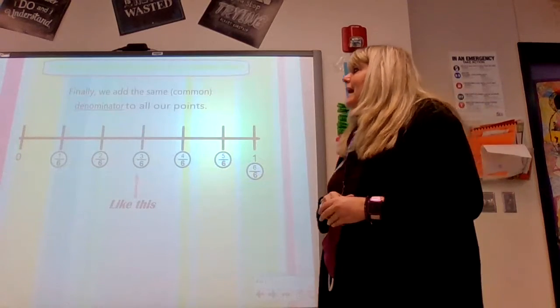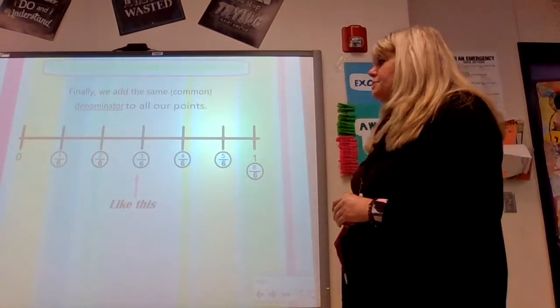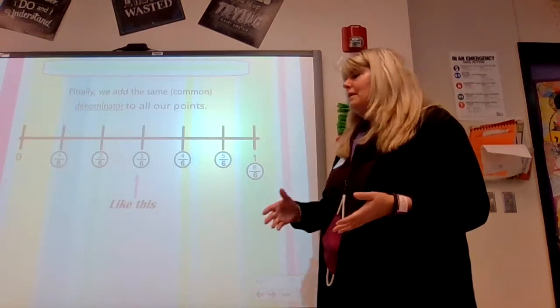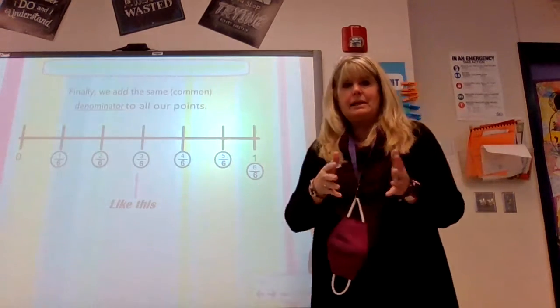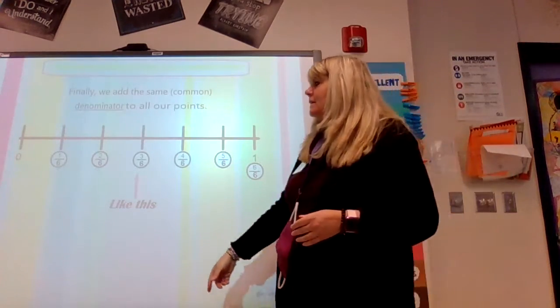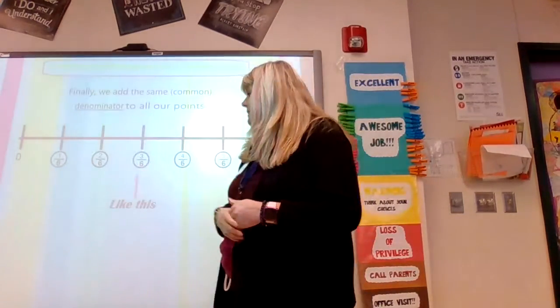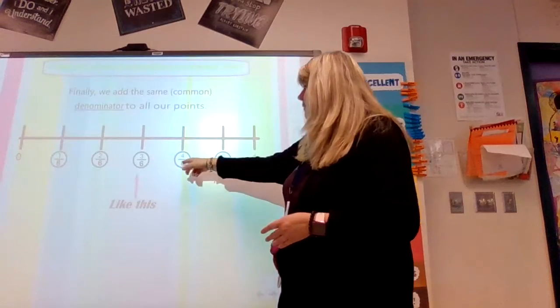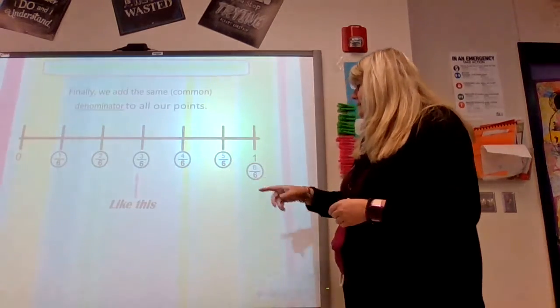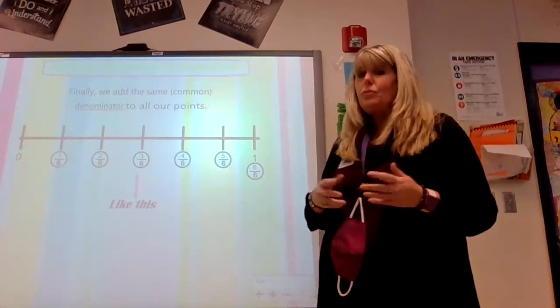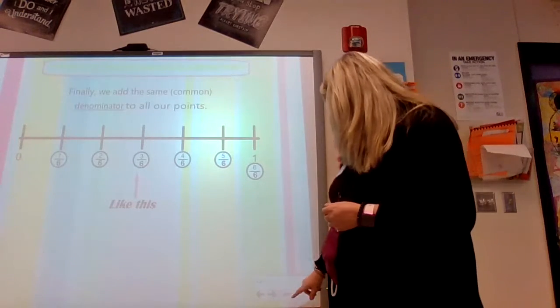All right, finally we add the same common denominator to all our points. So if between 0 and 1 it's cut into 6 pieces, then the first piece would represent 1/6, 2/6, 3/6, 4/6, 5/6, and 6/6, which is the same again as one whole.